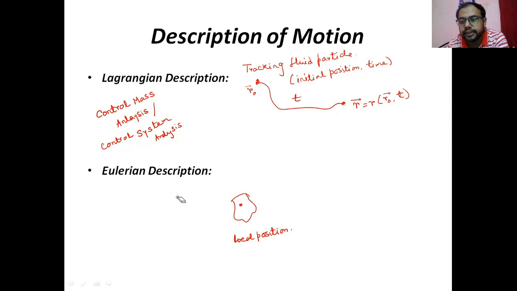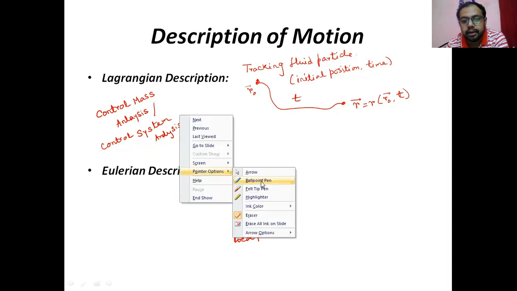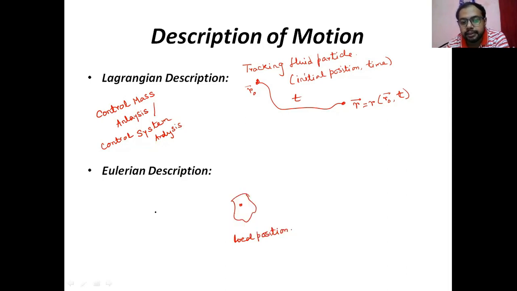Once you fix the local position, whatever particles are coming through this zone, you are only tracking those particles. Whatever particles come through only this zone, you are only following those. Any particle not coming into this zone, you are not following. This kind of description is the Eulerian description.